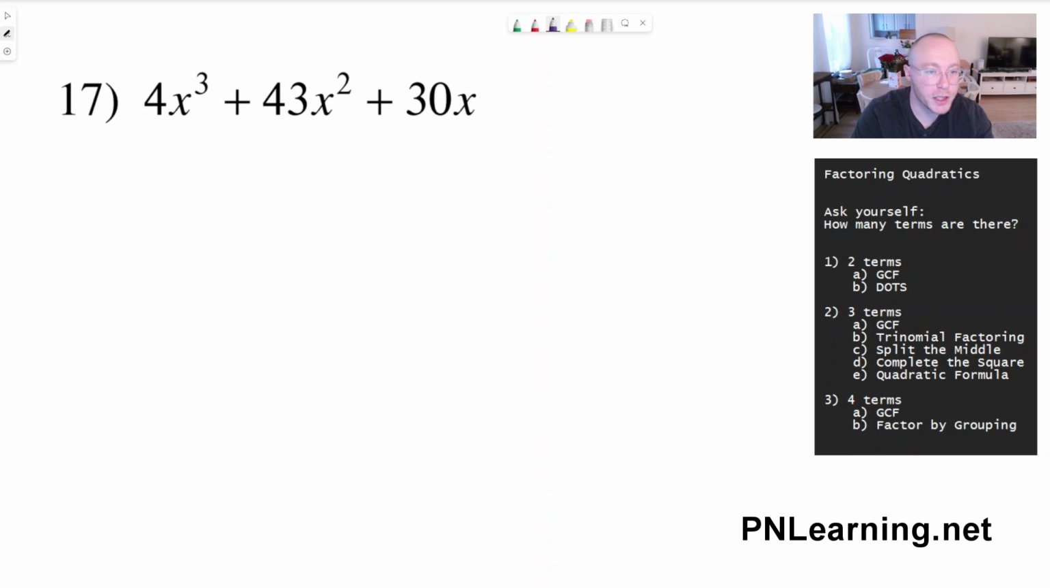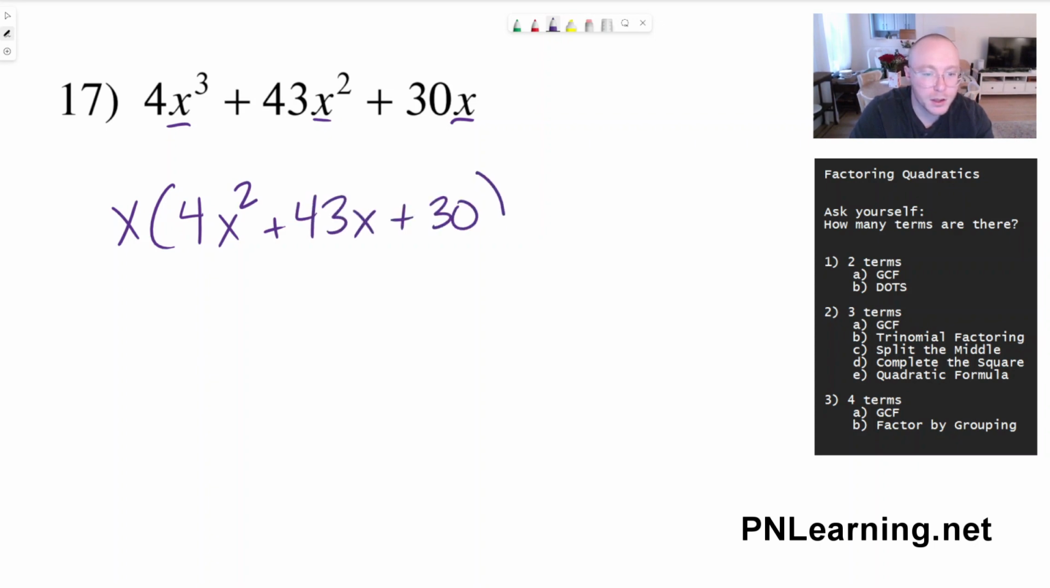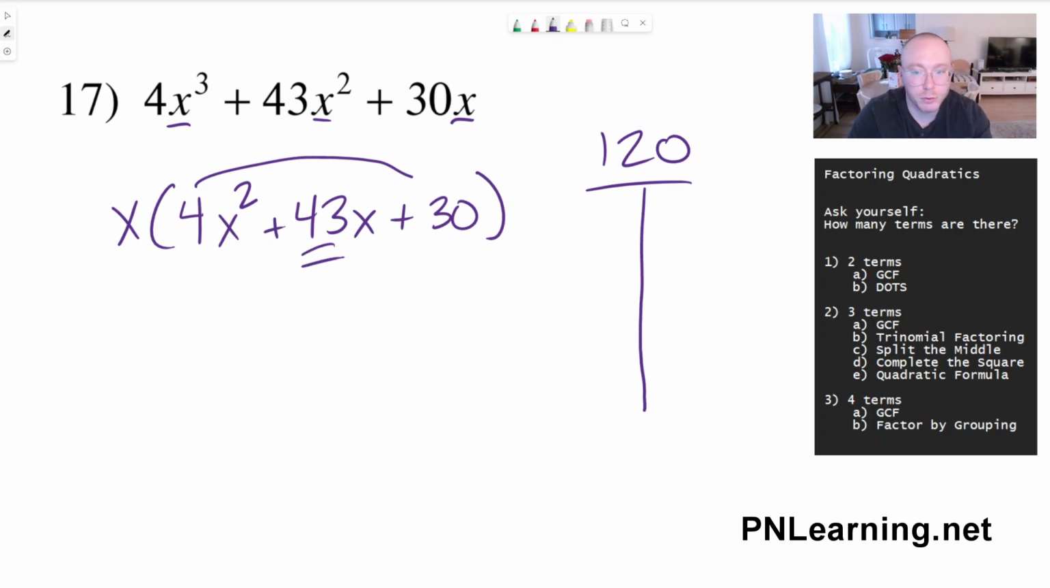Here's number 17, and we see that we have an x that we can take out. Our b term here, 43, that's a prime number, so it's not going to have any factors, and we're just going to be able to take out the x. So if we take out the x, we've got 4x squared plus 43x plus 30. And we're going to have to split the middle on that, so 4 times 30 is 120. And can we find factors of 120, which add up to 43? So let's go ahead and see if we can do that.